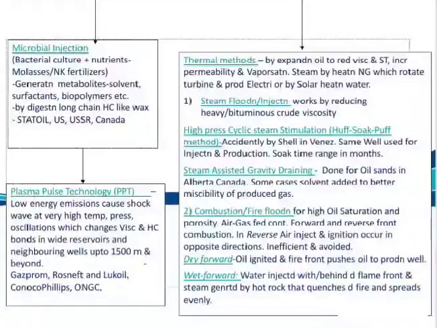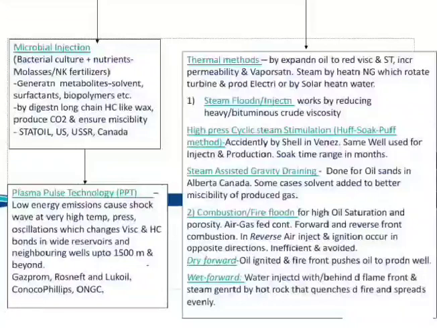Now, fire flooding again can be of two types, which is dry forward, whereby the oil is ignited and the fire front pushes the oil bank towards the production well. Then there is wet forward, whereby water is injected behind the flame front, and this generates steam because of the hot quenching rocks, and this steam again distributes evenly, thereby melting more of the bituminous crude oil and ensuring higher recovery. Having explored the thermal methods, we will definitely study them in detail in our subsequent slides.